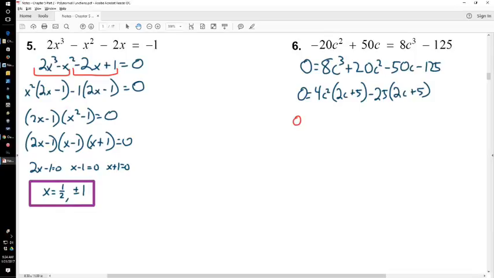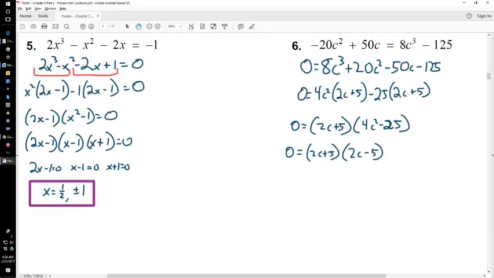So here we go. When you divide out your 2c plus 5, you get 2c plus 5, and then your coefficients, 4c squared minus 25, which we still have a c squared, a variable squared, so we may not be done. And since both of those are perfect squares, here we go. 2c plus 5, we got 2c minus 5 and 2c plus 5, which you notice we have the same one twice. That's okay.